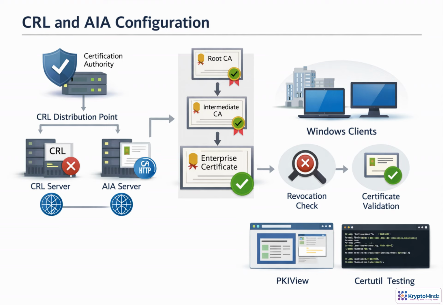In this module, we'll make certificate validation work in real-world environments. You'll see how CDP and AIA URLs connect your CAs, CRLs, and HTTP servers to Windows clients, and how tools like PKIView, certutil, and chain tests confirm that everything is reachable and trusted end-to-end.